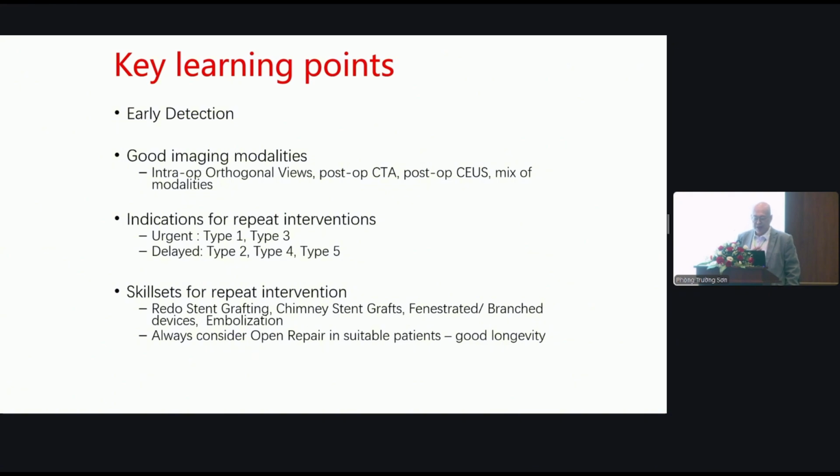Be mindful of what is urgent to repair: type 1 and type 3; delayed maybe 2, 4, and 5. And you need to have the skill sets to deal with that. Either relining stent grafting, chimney extension, fenestrated, embolization, but always at the back of your mind, always consider open repair in certain patients if you want good longevity.